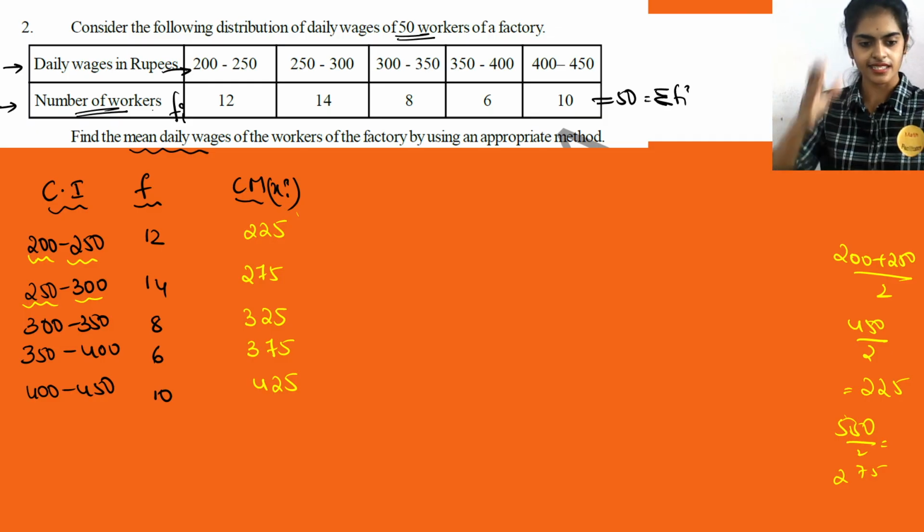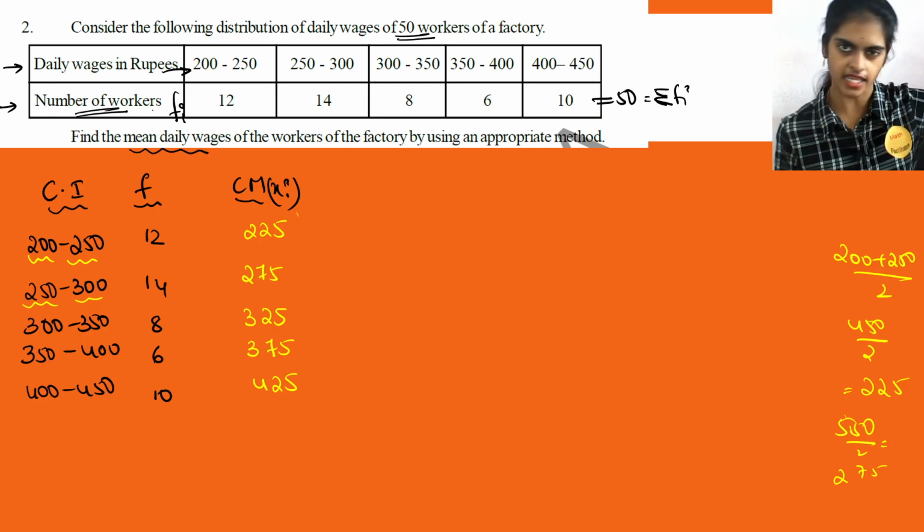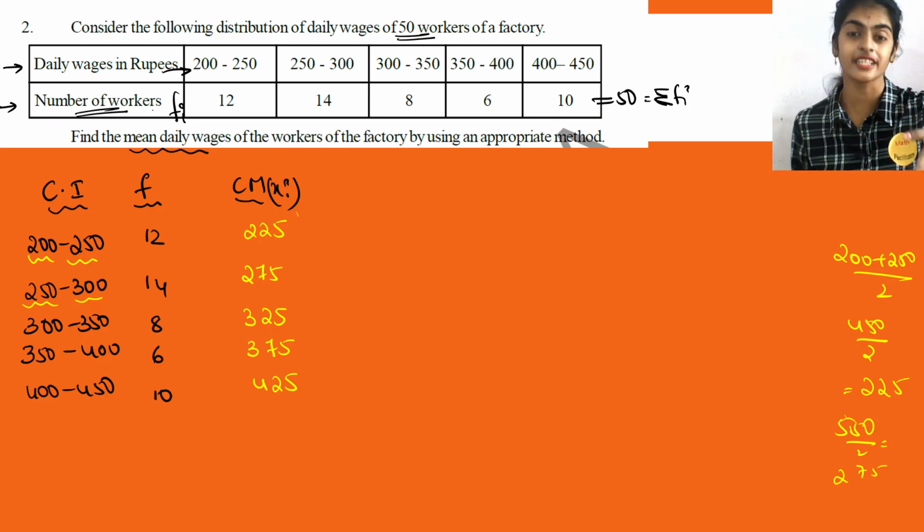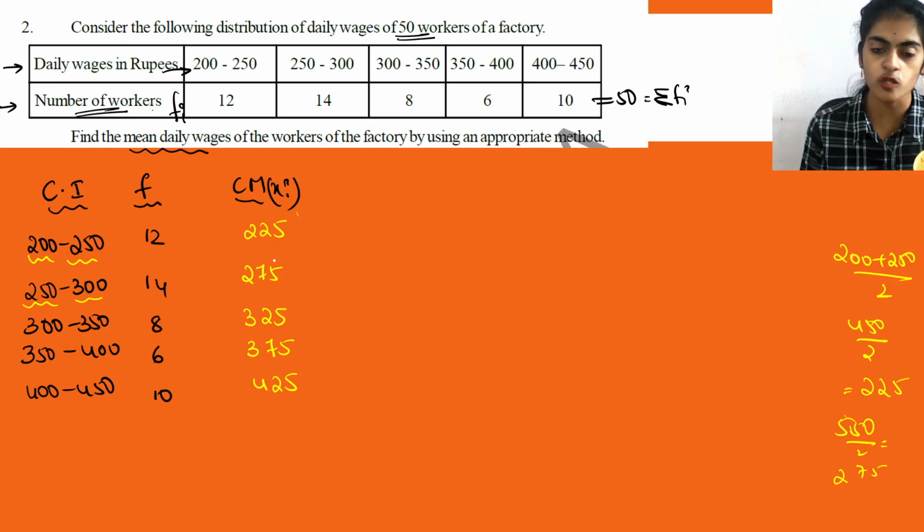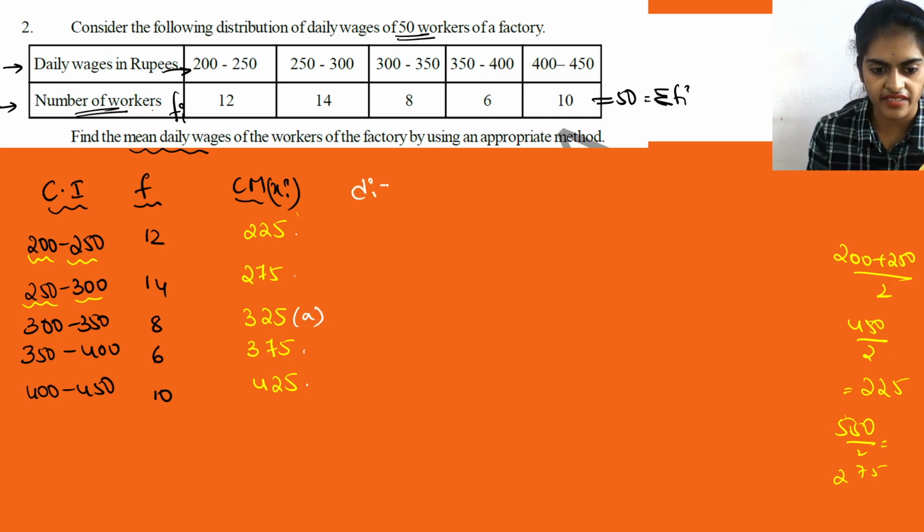So firstly, since the numbers are big, I don't want to use the direct method because I have to calculate a lot. So I will use the deviation method. In the deviation method, firstly you have to assume a mean. So you will take the middle value, 325. See, this is the middle value, you take it as A. Okay, so the deviation is nothing but xi minus A.